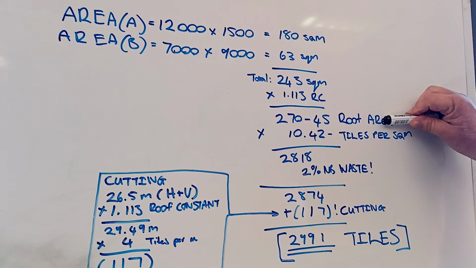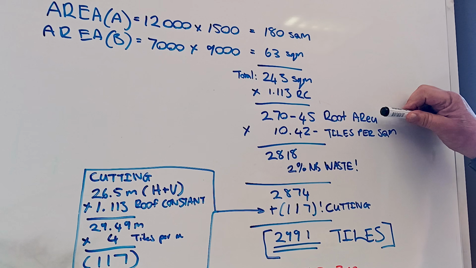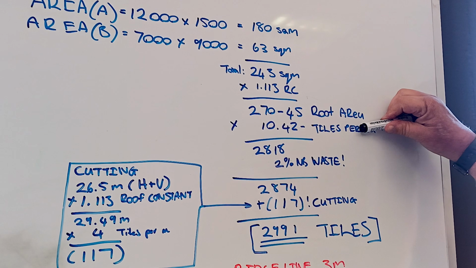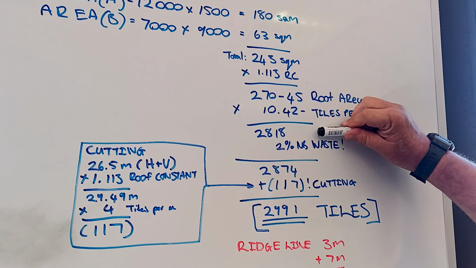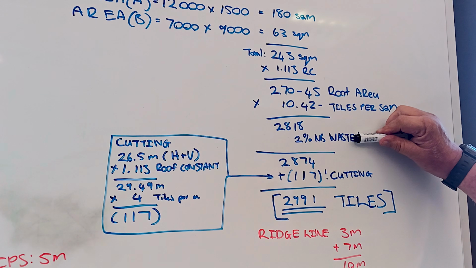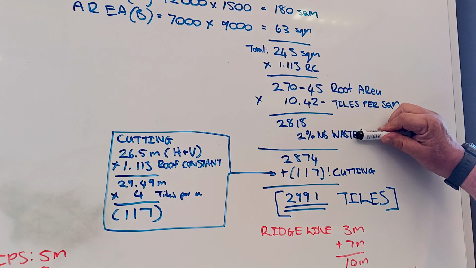That is your roof area. Tiles per square meter is 10.42, so that will give you a total number of tiles at this point of 2,818 tiles. Onto that you add 2% for waste.